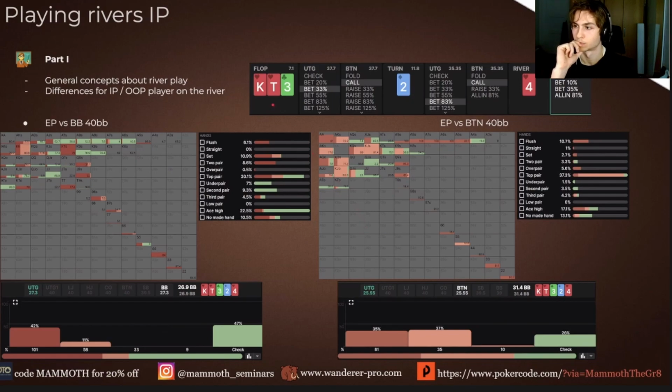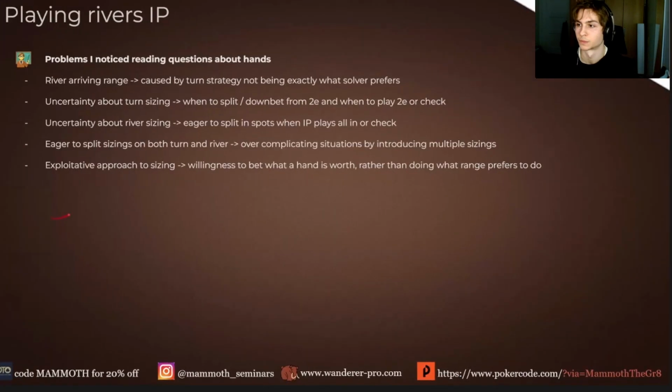All right. Okay, so this is what I noticed you might have some issues with that I want to address today. River arriving range might be a problem, and that's going to be caused by the turn strategies, right? If you think about playing correctly on the river, you need to make sure that you play correctly on turn, flop and pre-flop. Because if you make a mistake early in a tree, the mistakes can very easily multiply. It can cost you more, right?